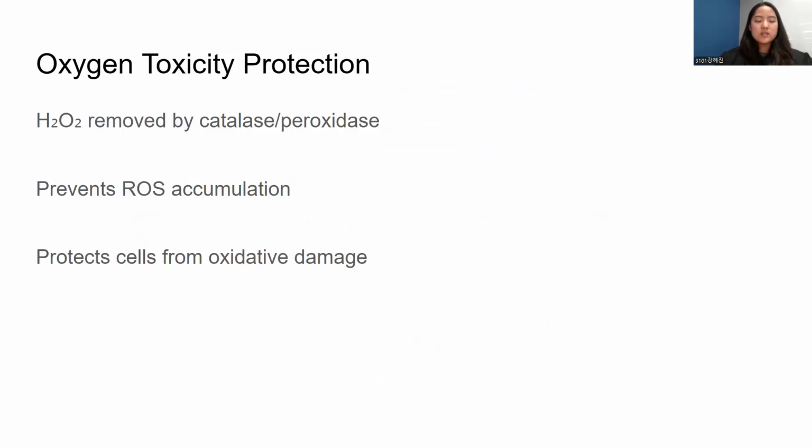As I said, even though peroxide is an already detoxified form of superoxide, it is still toxic, so it should be removed by catalase or peroxidases. These detoxifying processes prevent ROS accumulation. So they basically protect the cell from damage, because the accumulation of toxic oxygen species can cause the cell to die.